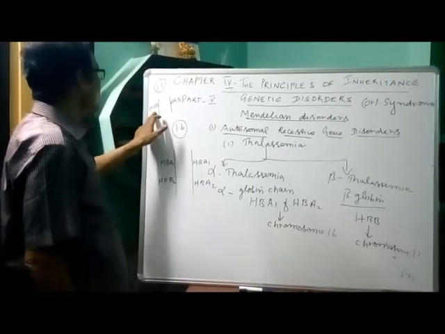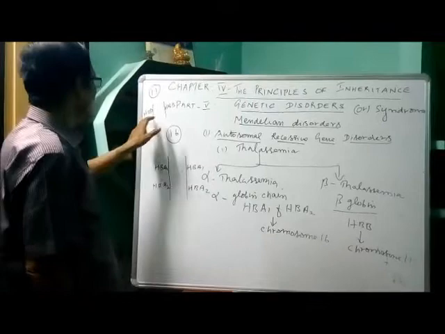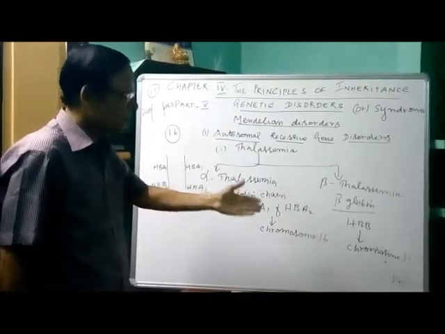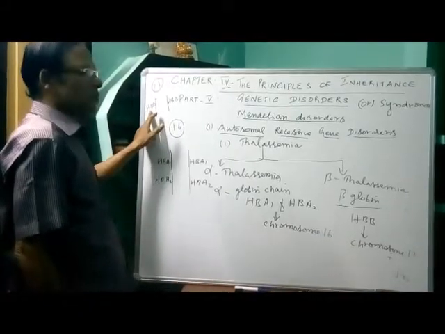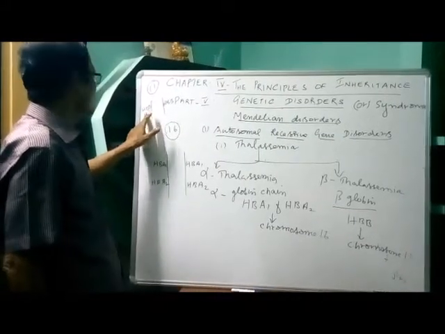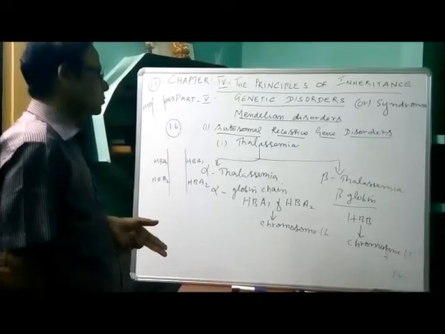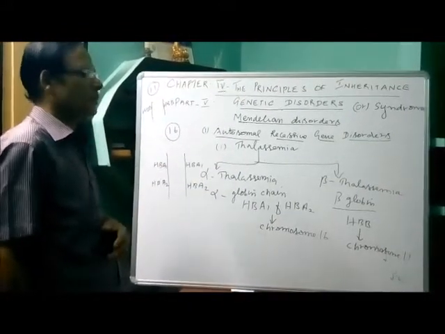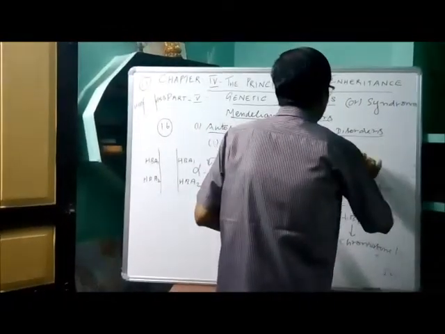When there is a mutation in one or both of the genes, so these are the two copies responsible for the synthesis of the beta globin gene, and there is a mutation or even deletion in one or both of the genes, that results in what is called beta thalassemia. It is also called by the name Cooley's anemia.